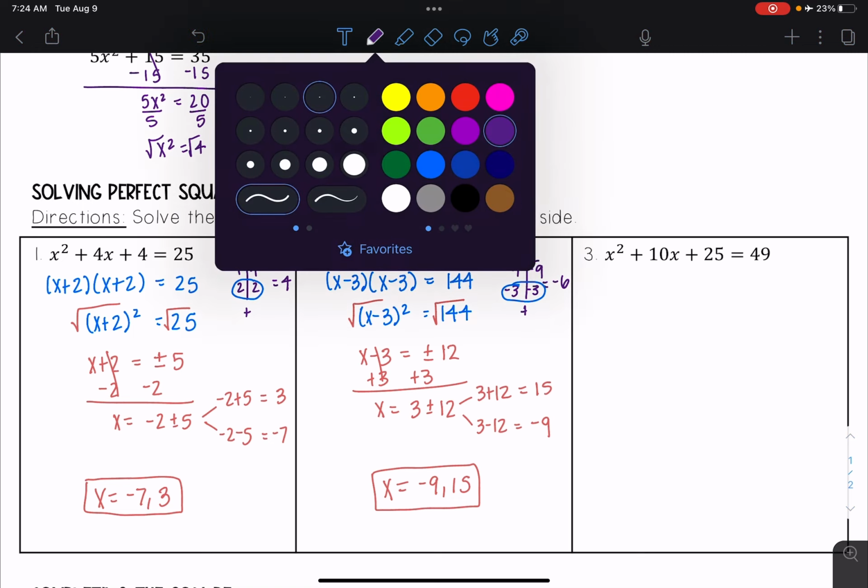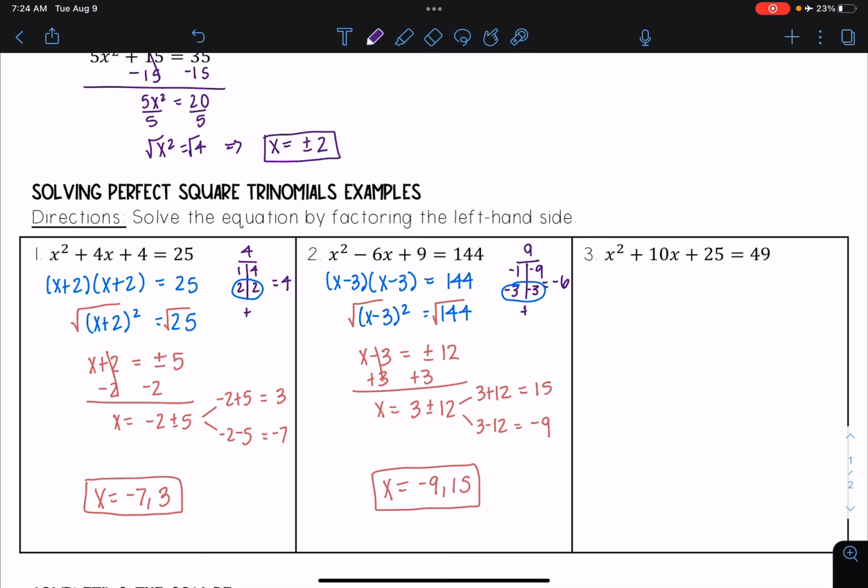Okay, let's look at one more. Here I have x squared plus 10x plus 25 equals 49. So to factor the left-hand side, I'm looking for two numbers that multiply to 25 and add to equal 10. Well, my factors of 25 are 1 and 25, and 5 times 5. Here I see that 5 plus 5 also equals 10. So when I factor the left-hand side, I get x plus 5 times x plus 5 is equal to 49. I can rewrite that as x plus 5 squared is equal to 49.